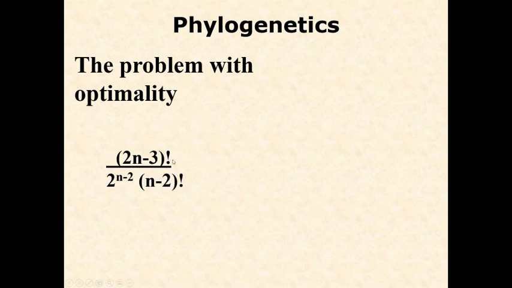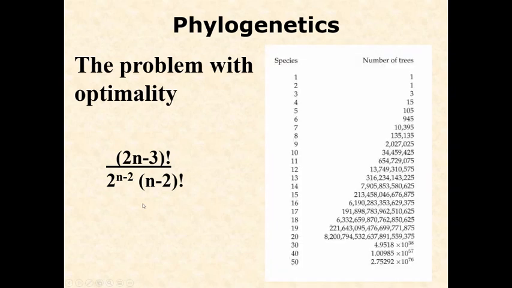Many of you are not familiar with this type of operation in scientific notation. It doesn't matter. I don't care that you memorize it. What you do need to know is that it's a huge number. If we have 3 species, there are only 3 ways to organize them. There are 3 possible phylogenies.